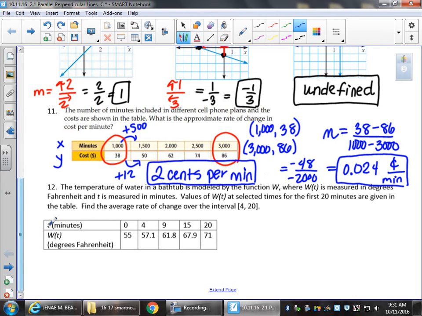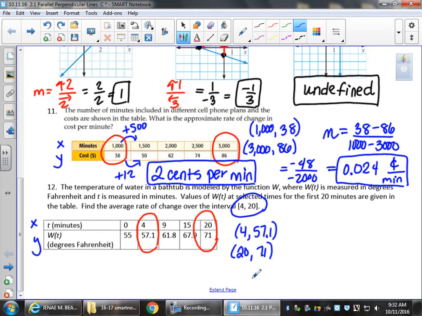Everybody start working on 12. X is minutes, Y is degrees. Did anybody figure out how to work with this interval here? It's telling me which ordered pairs I should use. Take a big guess. What ordered pairs is it telling me to use? Yep. So I would be using 4, 57.1 and 20, 71. Let's wrap this up. Finish that one fast. And a label.